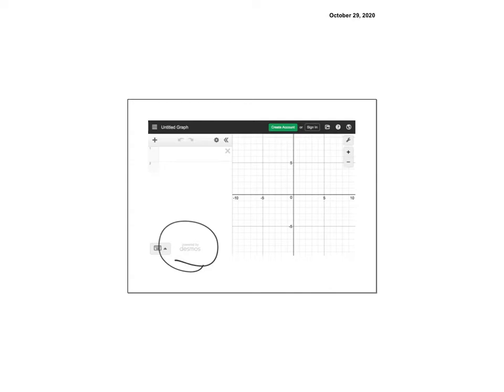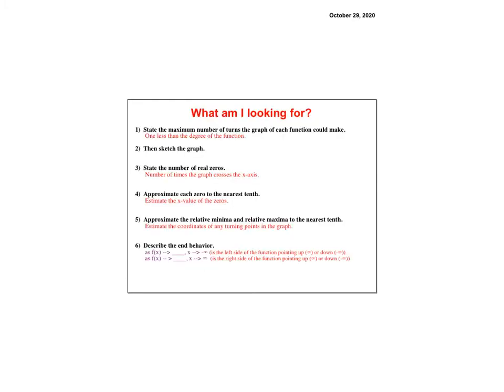But again, there's a tutorial right on Google Classroom. It's pretty easy to use, the program itself, so you shouldn't have too hard of a time, but there is that information there as well. All right, so these are the things we're going to be looking for.